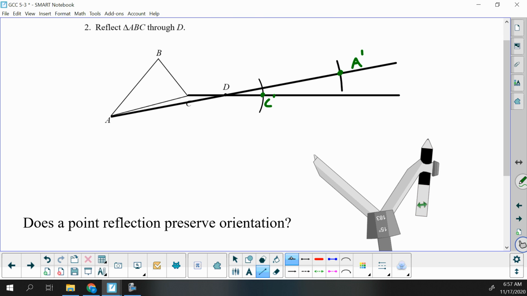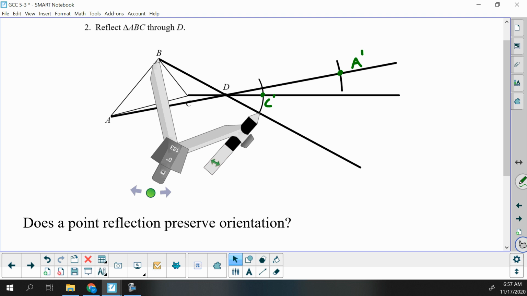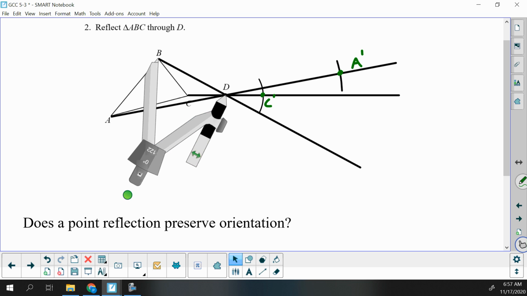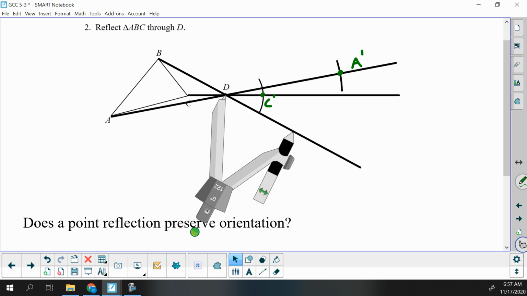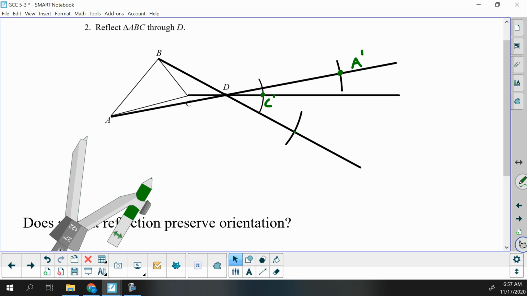And we'll do that once more. We'll start at B and draw a line that goes right through D. We're going to put our point on B and our pencil on D. Move your point over to D, make your arc, and that'll tell us where B prime is.